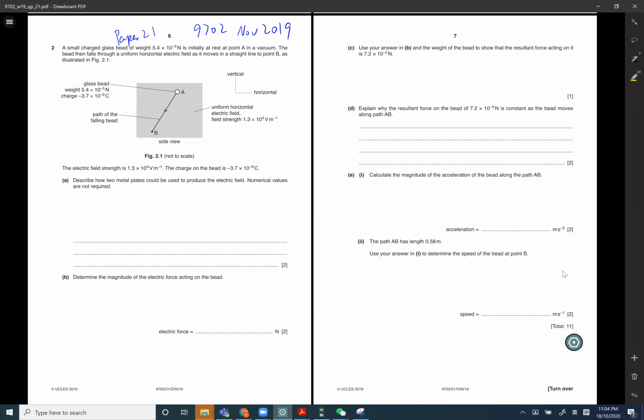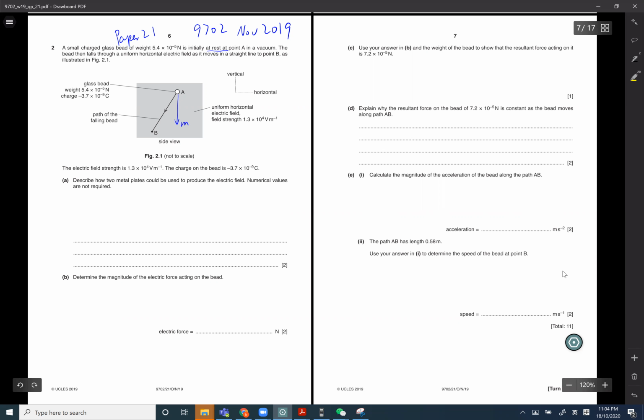Yeah, this question from AS Physics. The particle is initially at rest, which means no initial velocity. The particle is moving from A to B. That means the resultant force is in the direction of A to B. But it's in a vacuum, so there is a gravitational force. So we have a force here, mg.